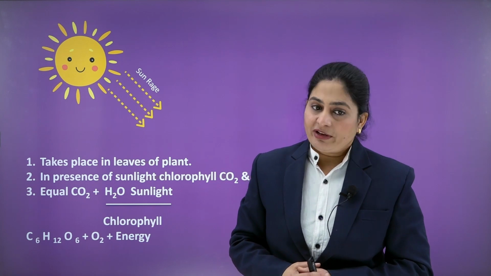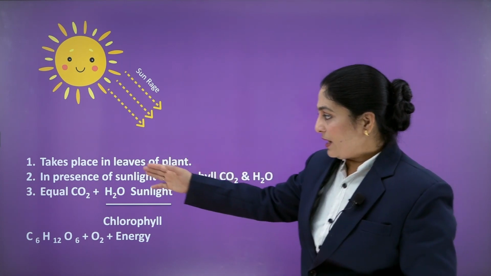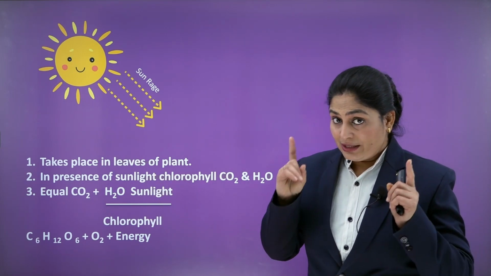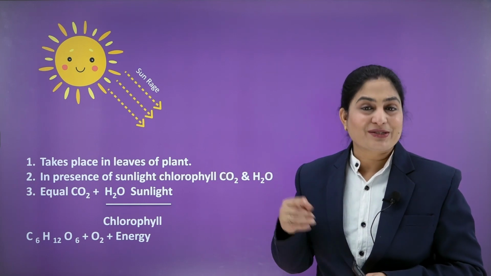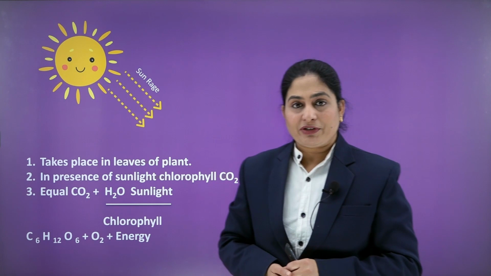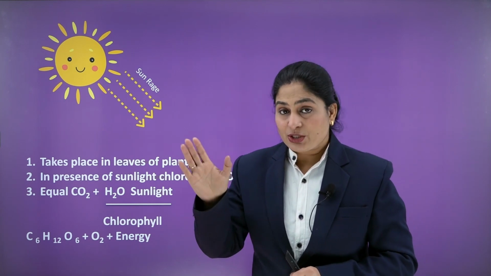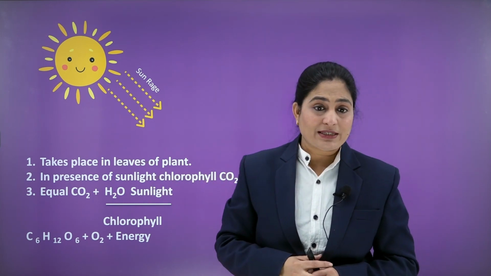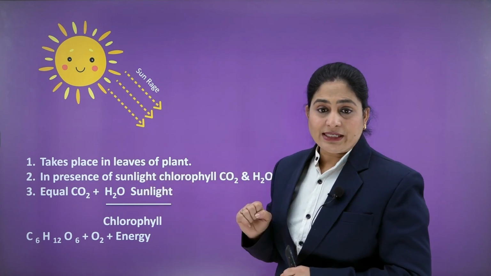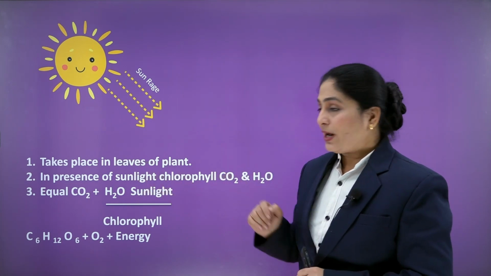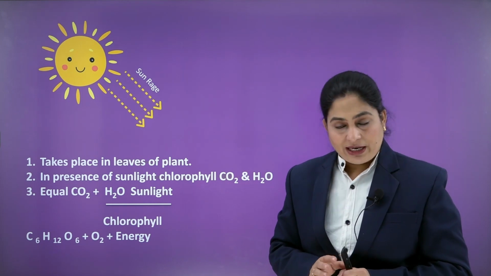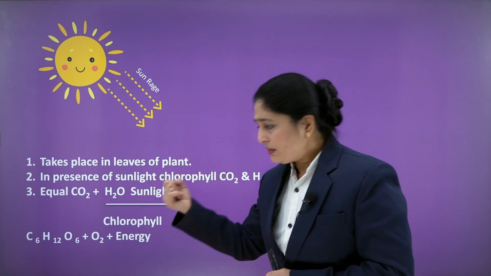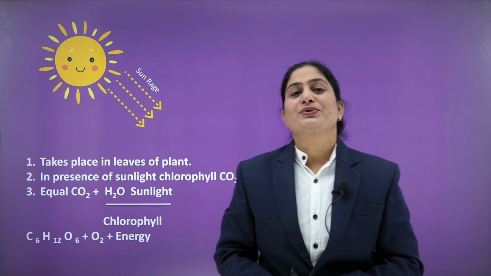Photosynthesis takes place in the leaves of the plant because only there is chlorophyll present, and chlorophyll is very important for the process of photosynthesis. My dear students, chlorophyll is present only in green leafy parts. So it takes place in the leaves of plants, in the presence of sunlight. It requires chlorophyll, carbon dioxide, and water.